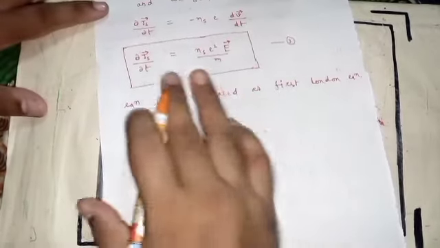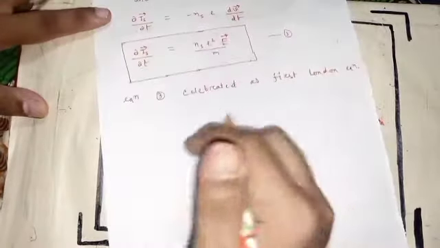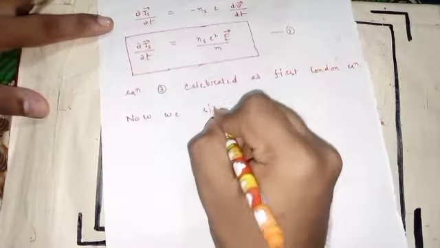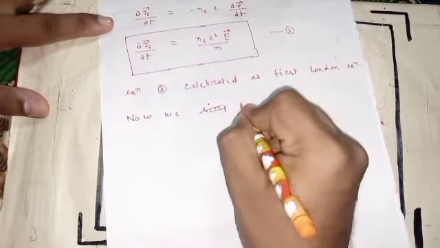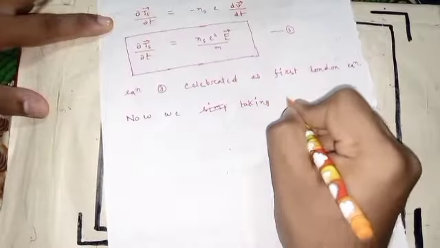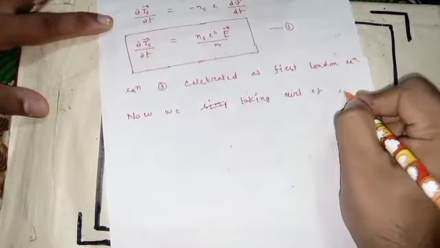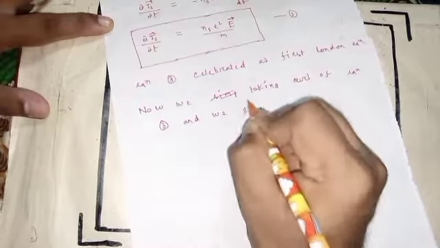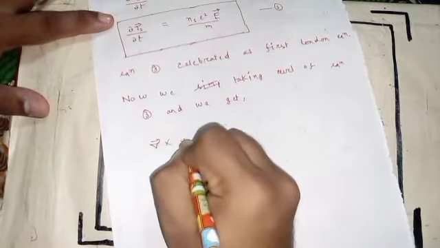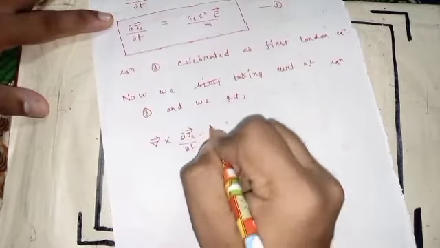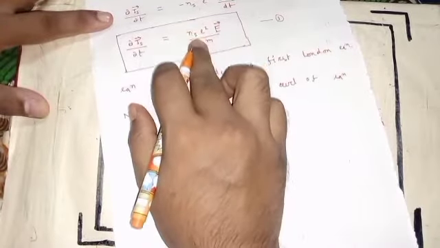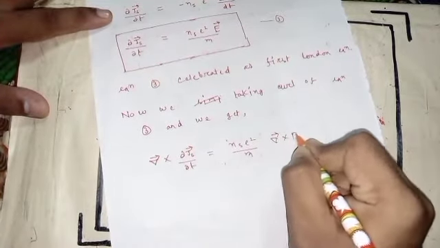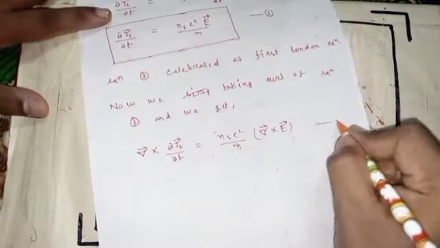Now we simply take the curl on both sides of equation 3 and we get curl of dou Js vector by dou t, and here Ns e square by m are constant terms, so this will be curl of E vector. This is equation 4.